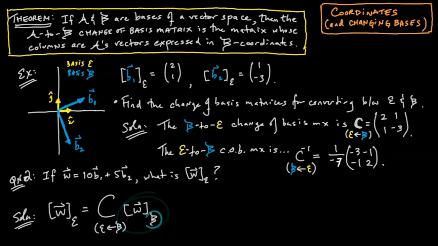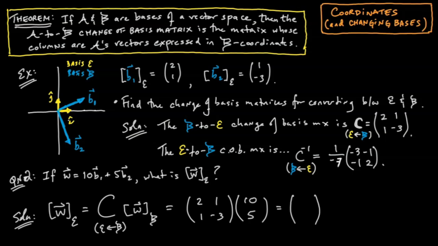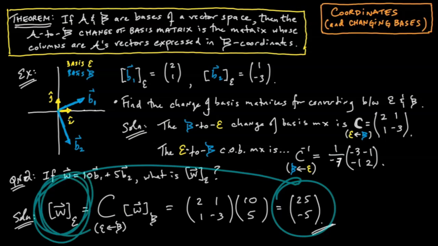So we start out with B coordinates, run them through the machine that changes B coordinates to E coordinates, and of course we come out with E coordinates. So now we just have to crank this out. Here is matrix C, and W's B coordinates, we said a moment ago, are 10 and 5. So doing this multiplication, we get 25, minus 5. And that's that. We have the standard coordinates of our vector W.